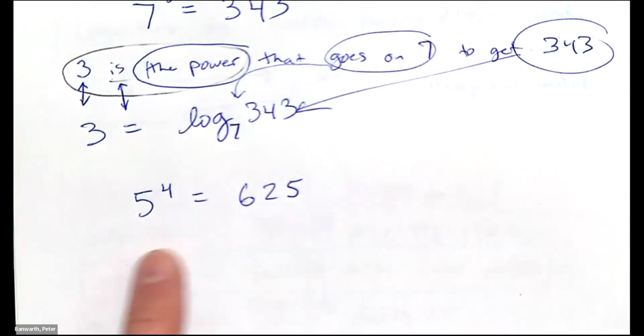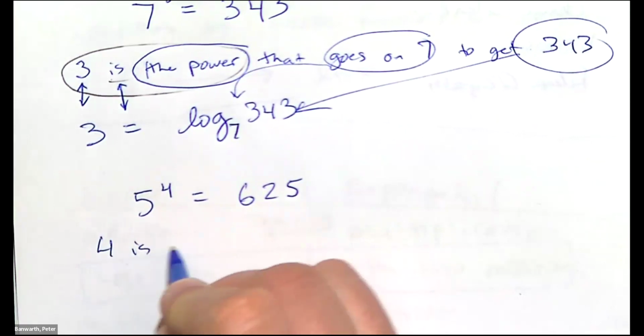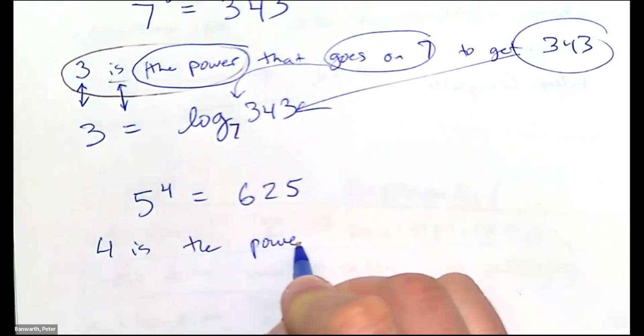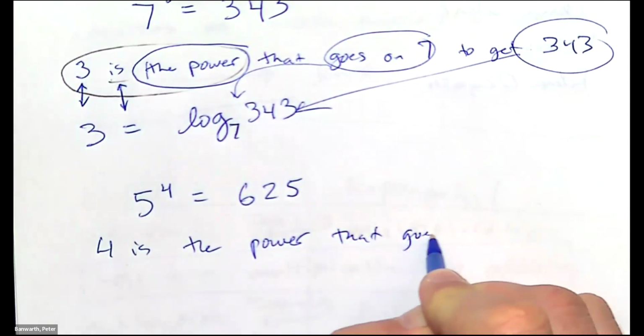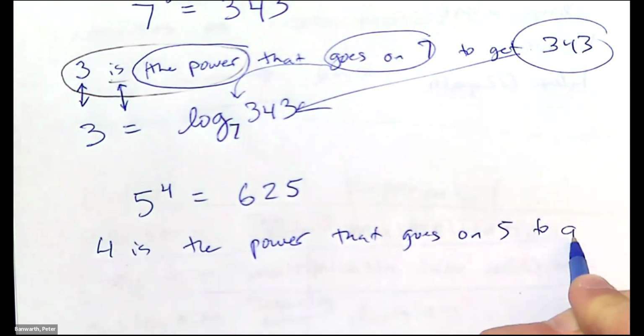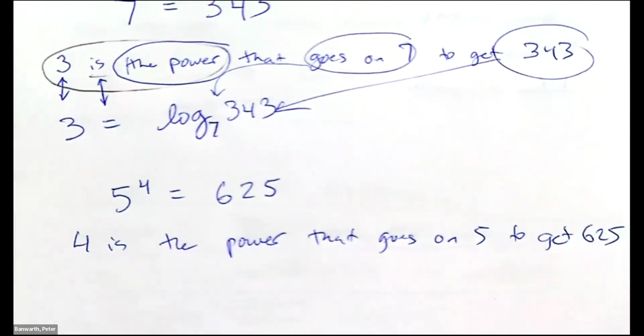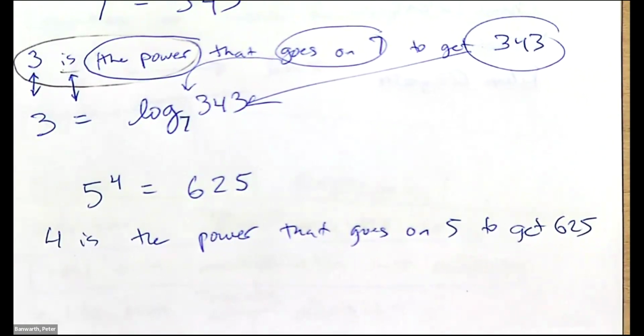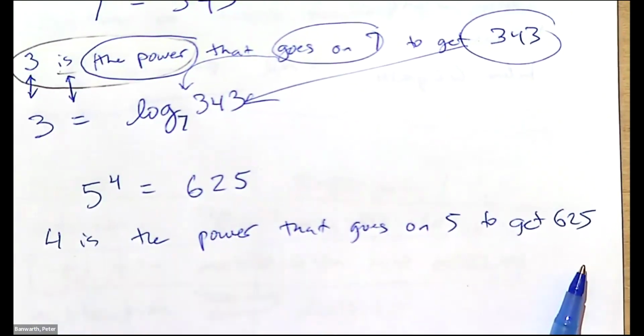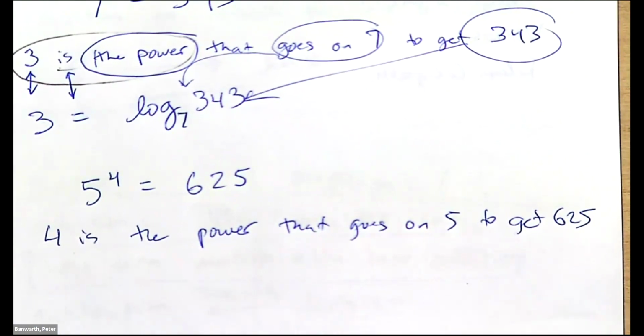Can someone read that as a sentence in the same way as this one? Get a volunteer, oh yes, perfect. Yeah, 4 is a power. It goes on 5 to get 625. Okay, if you didn't get that, that's okay. That's why we're here, we're learning. Now write this as a logarithm expression, as a logarithm equation, and then we'll check work.